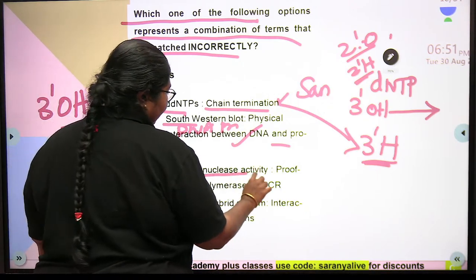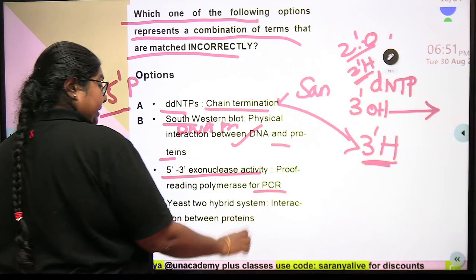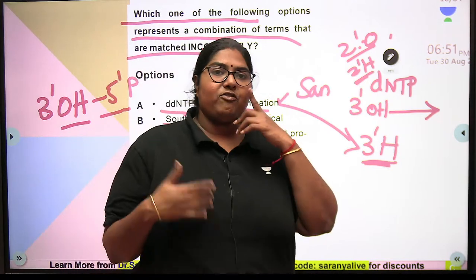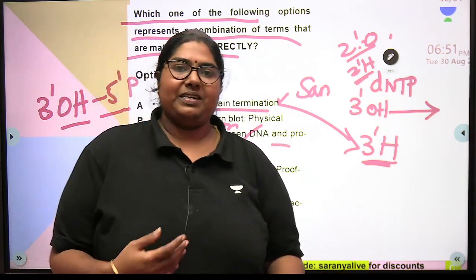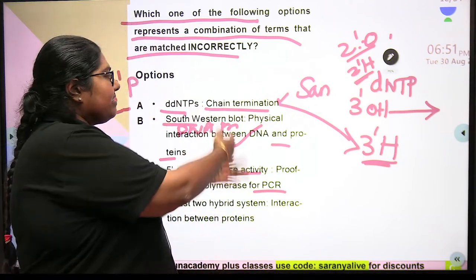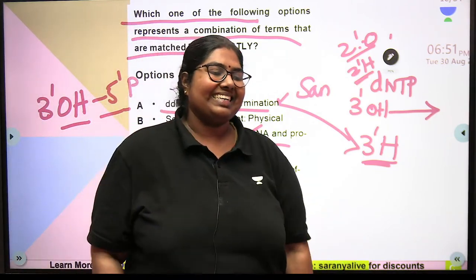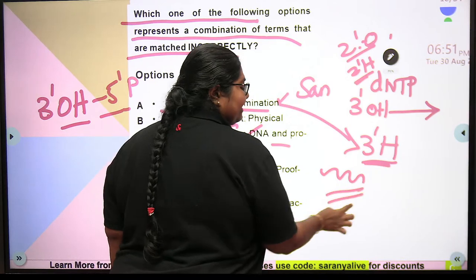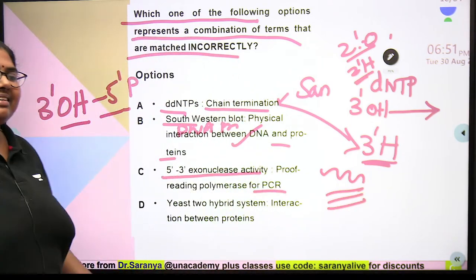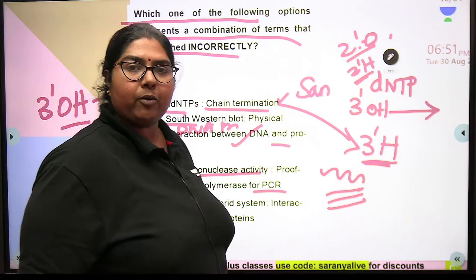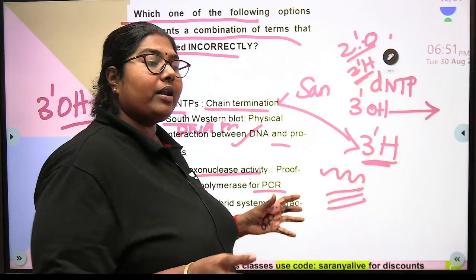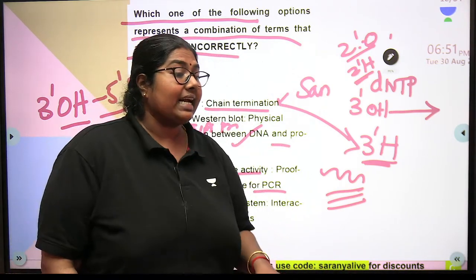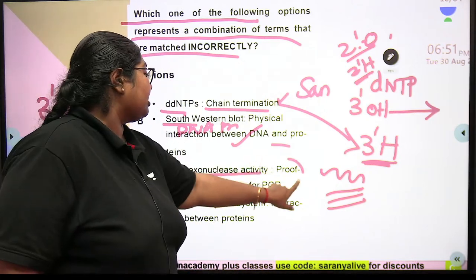5 prime to 3 prime exonuclease activity, it is helpful in PCR. PCR is like a fast amplification kind of thing. In PCR, for example, I am just discussing this question very quickly. How will you write? You will write very slowly and neatly, or haphazardly so that you can complete the syllabus. Definitely, this will be a rough note. Haphazardly you will write quickly before the slide is gone. But if you are writing for your record book, you will write very slowly. That kind of slowness is what proofreading is.